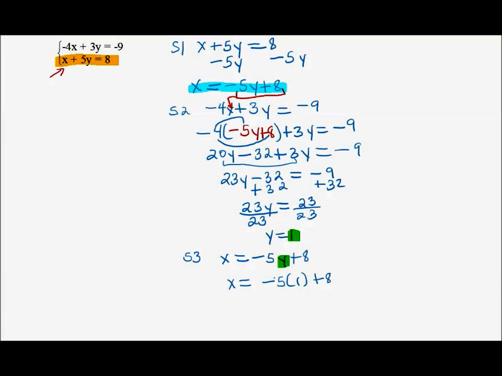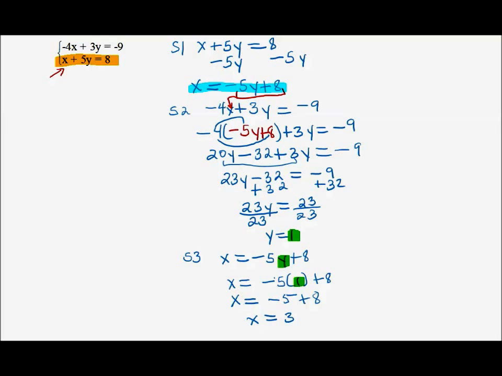All I did, I replaced the y value with what I found it to be in step 2. Okay? Step 2, I came up with y is equal to 1. I just made that substitution. So now I'll solve this for x. This gives me x equals negative 5 times 1 is negative 5 plus 8. And negative 5 plus 8 is 3. So now I know that x is equal to 3.